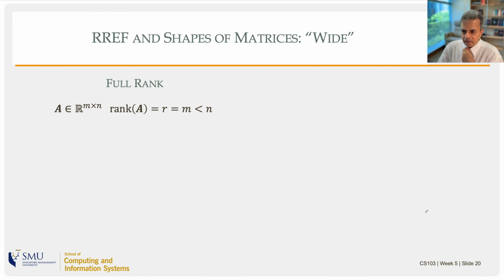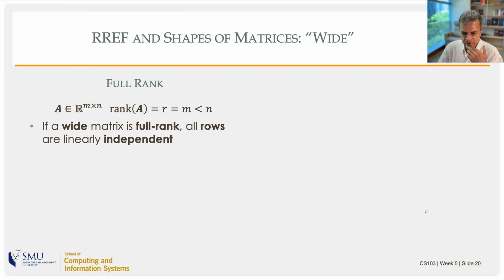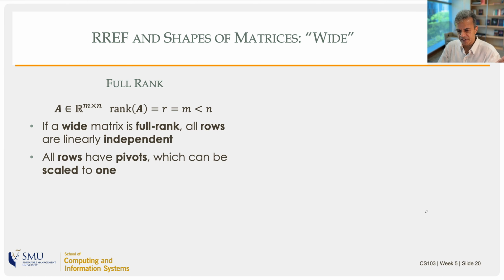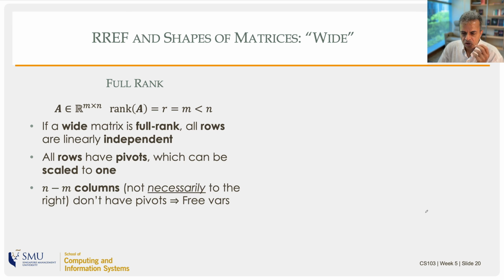Now let's look at a wide matrix. If it is full rank, then what's the rank? Rank would be the number of rows because there are fewer rows than columns. All rows are linearly independent, so there will not be a 0 row in the coefficient side. So the system of linear equations will always be consistent. And all rows, the pivots can be scaled to 1. But there will be more columns and n minus m columns will not have pivots. So they are columns corresponding to free variables. They may be shuffled in. They may not cleanly separate from the identity matrix that will result from the Gauss-Jordan elimination.